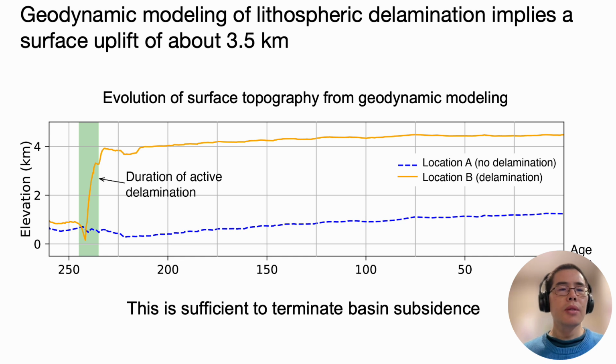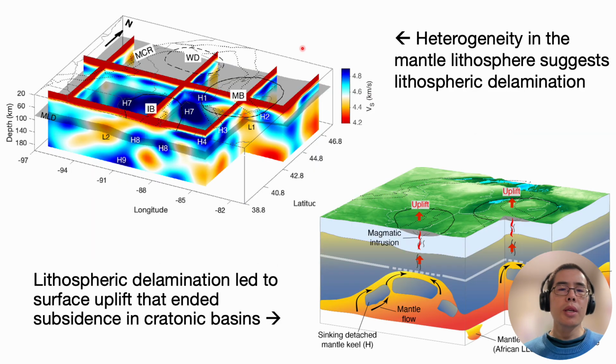With simplified geodynamic modeling, we have seen 3.5 kilometers uplift with the onset of delamination. This uplift, which is comparable with the uplift at Ozark Dome, is sufficient to terminate the subsidence in the cratonic basins.